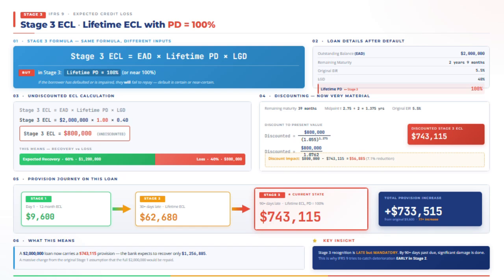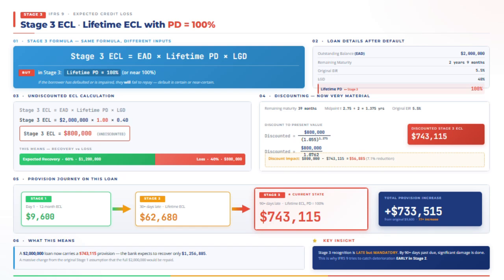So what does this mean? A 2 million loan now carries a 7,43,115 provision. The banks expect to recover only 1.2 million approx. It's a massive change from the original stage 1 assumption that the full 2 million would be repaid, but only 62.8% of the original will be repaid.